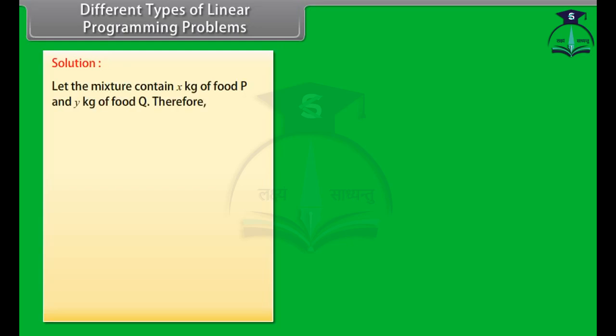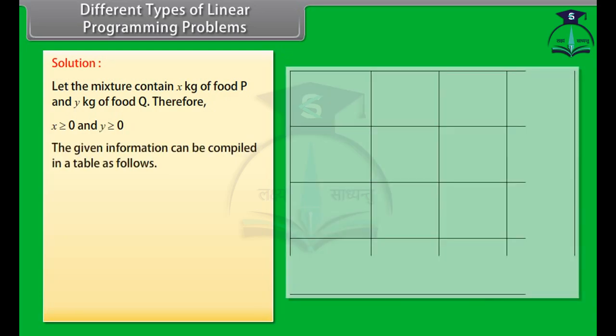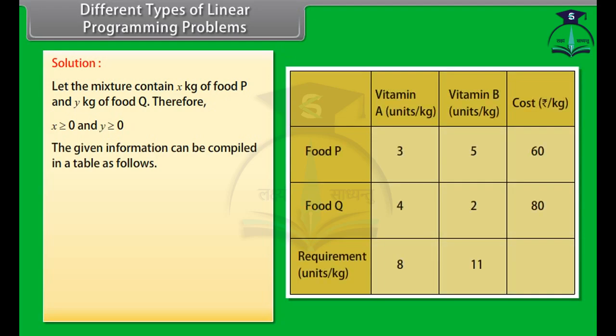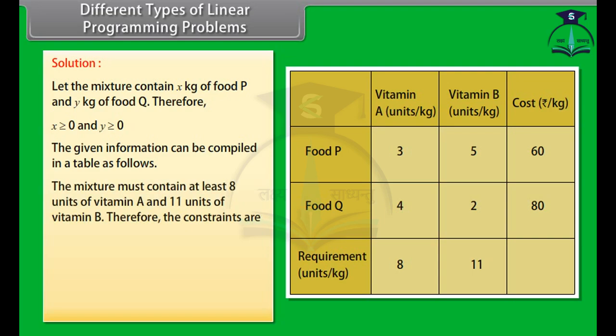Solution. Let the mixture contain x kg of food P and y kg of food Q. Therefore, x is greater than or equal to 0 and y is greater than or equal to 0. The given information can be compiled in a table as follows. The mixture must contain at least 8 units of vitamin A and 11 units of vitamin B. Therefore, the constraints are 3x plus 4y is greater than or equal to 8. 5x plus 2y is greater than or equal to 11. Total cost Z of purchasing food is Z equals 60x plus 80y.